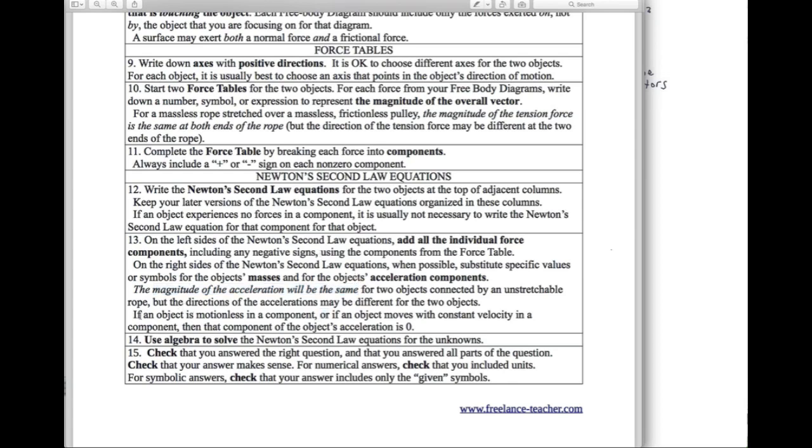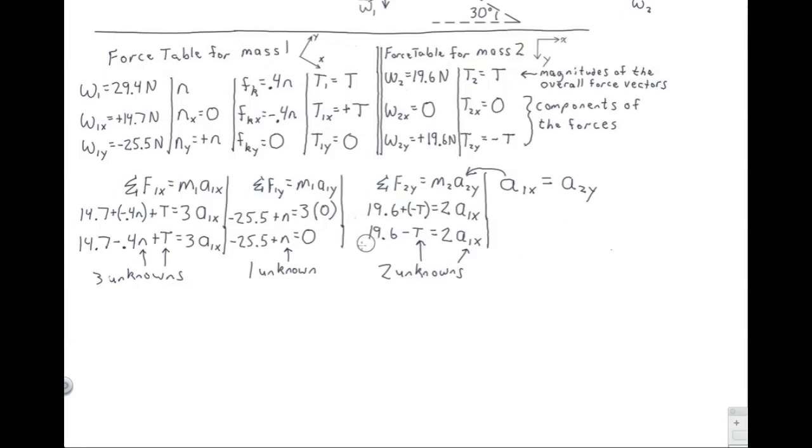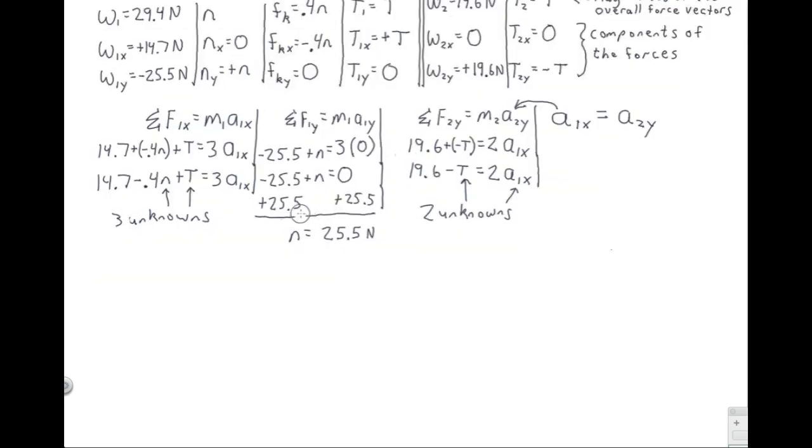We also used this rule. Object 1 was motionless in the y component, so the y component of the acceleration for object 1 was 0. Now it's time to use algebra to solve. This equation so far has 3 unknowns. This equation has 2 unknowns. This middle equation here has only 1 unknown, so let's solve this equation for little n. Here's our result. Little n is 25.5 newtons.